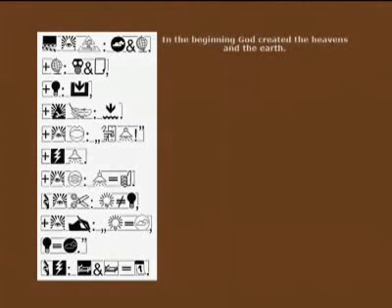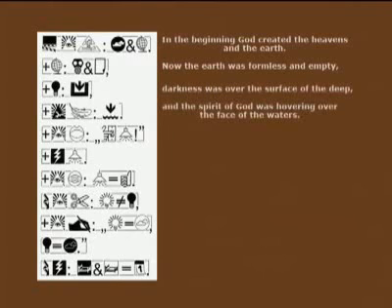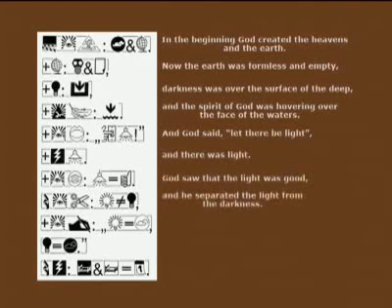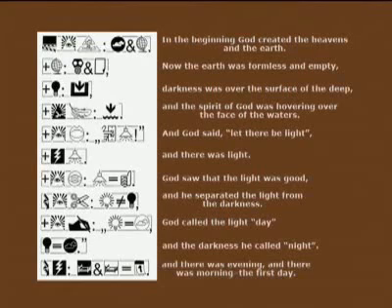In the beginning, God created the heavens and the earth. Now, the earth was formless and empty. Darkness was over the surface of the deep. And the Spirit of God was hovering over the water. And God said, "Let there be light." And there was light. God saw that the light was good. And He separated the light from the darkness. So God called the light day, and the darkness He called night. And there was evening and there was morning, the first day.